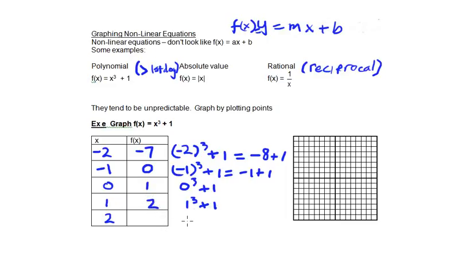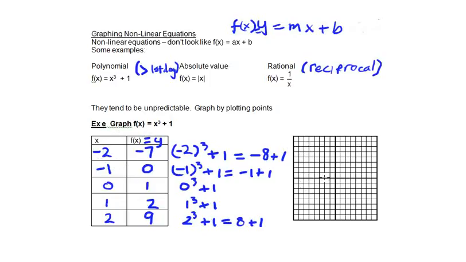And finally, when x is equal to 2, we've got 2 raised to the third power plus 1, so that comes out to be a +8 plus 1. And then the y value for x is equal to 2 is equal to 9. So we have these listed as x and f of x, and we can think of the f of x as being the y value, so we'll put that on the y-axis. And now we can consider these to be ordered pairs and plot them.